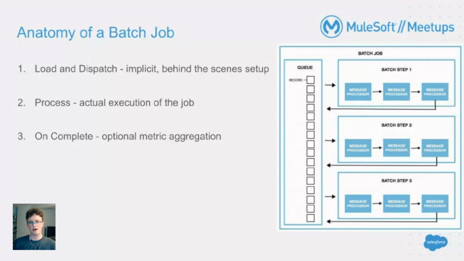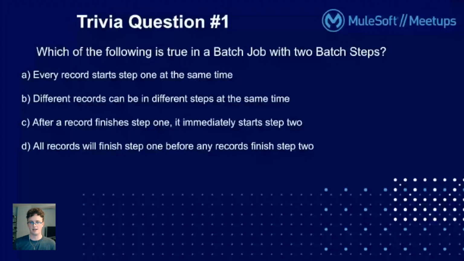Yeah, so every record doesn't start step one at the same time. They go into that queue and get picked up by the threads, so later records in the queue obviously aren't going to start step one at the same time as earlier ones. B is definitely correct. If you have a batch step where records take quite variable times to process, you can have a record go through it very quickly and go back into the queue, and another record go in and process very slowly. The queue moves all the way through, and that first record goes on to step two before the second record has finished step one.